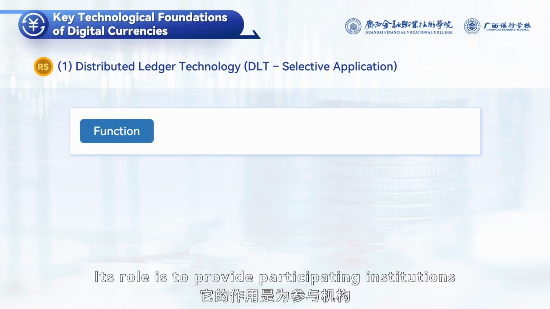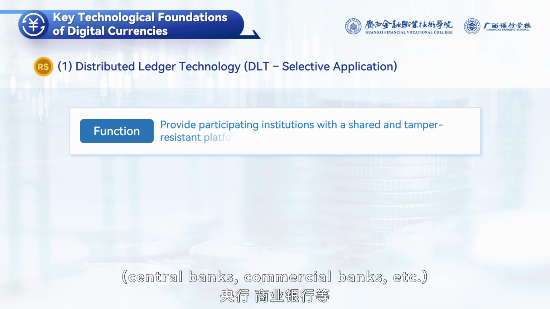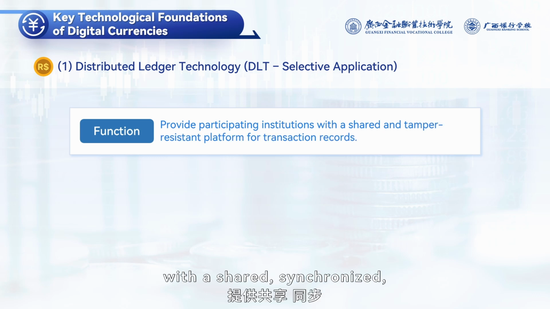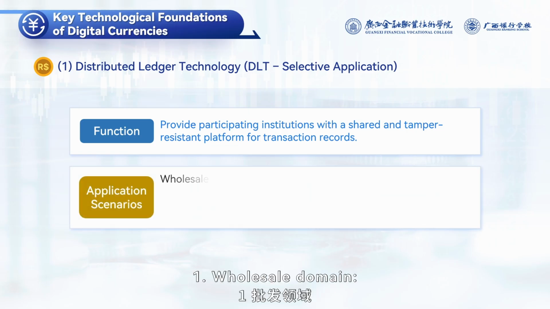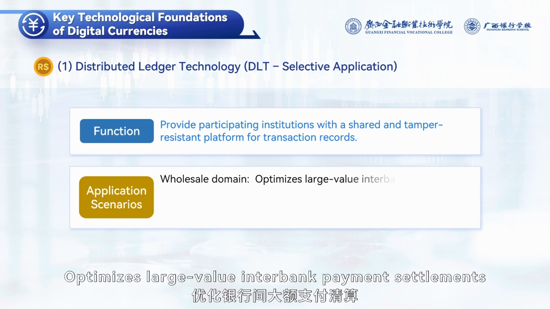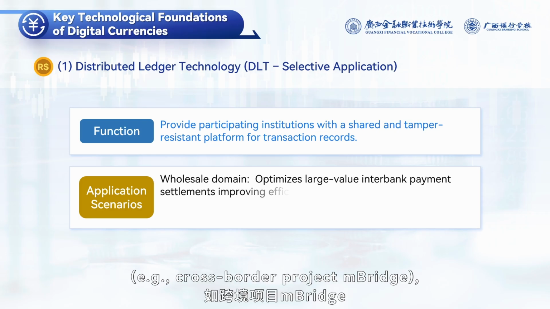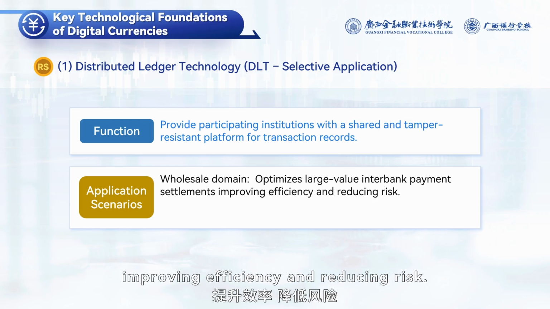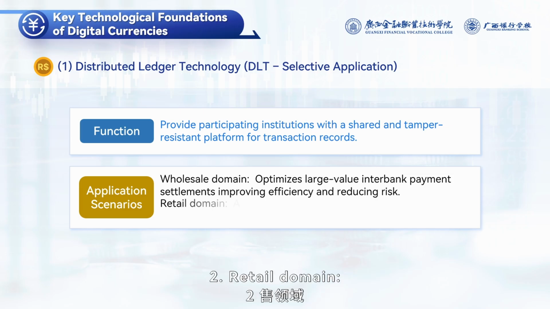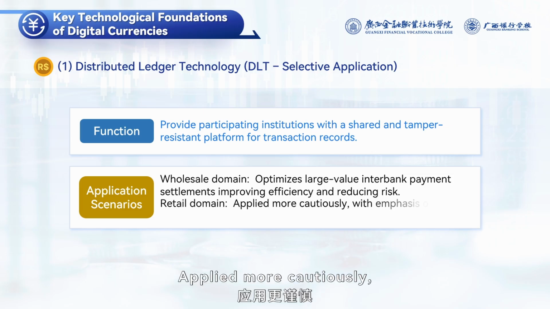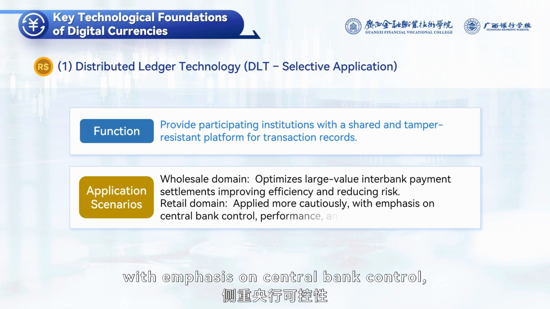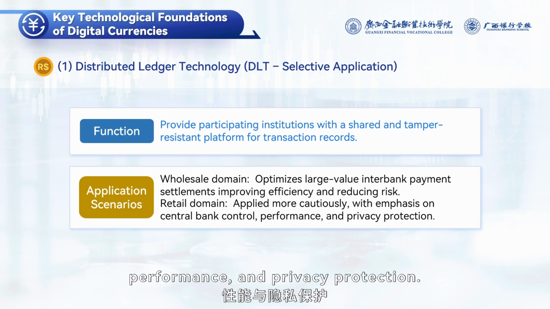Its role is to provide participating institutions, central banks, commercial banks, etc., with a shared, synchronized, and tamper-resistant platform for transaction records. Applications include: 1. Wholesale domain. Optimizes large-value interbank payment settlements, for example, cross-border project mBridge, improving efficiency and reducing risk. 2. Retail domain. Applied more cautiously with emphasis on central bank control, performance, and privacy protection.